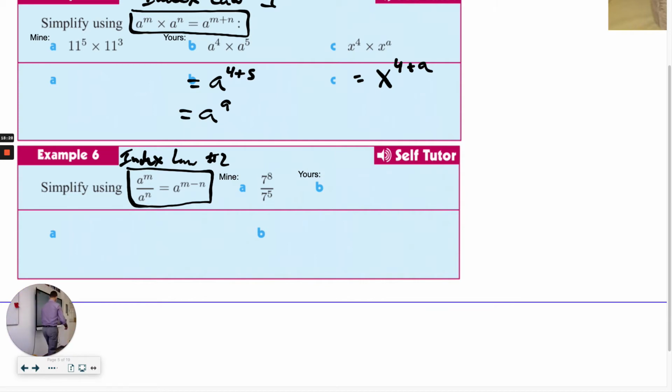Index law. The text we use is Australian, so they often use the British versions of words, which is hilarious.